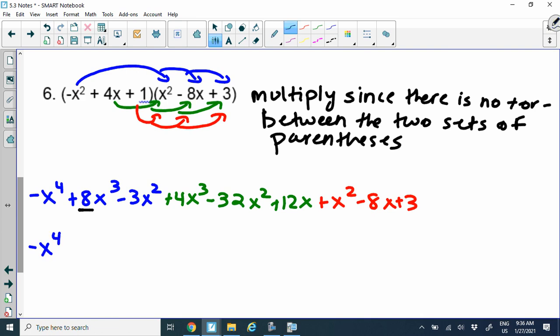Now let's think about 8x cubed. I can combine it with the 4x cubed, and that is it. So I get plus 12x cubed. Okay. Then I have my negative 3x squared. I can combine that with negative 32x squared and a plus x squared. Right. So when I do, I will get 34x squared. And that's going to be a negative.